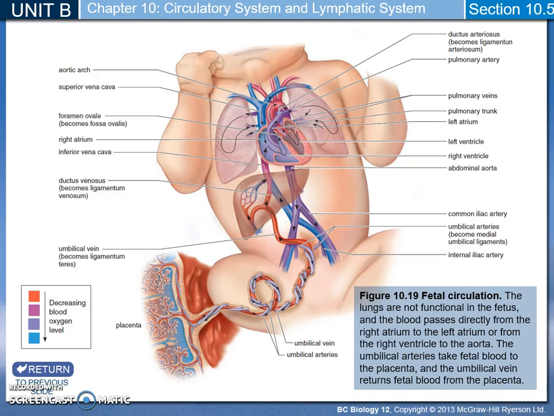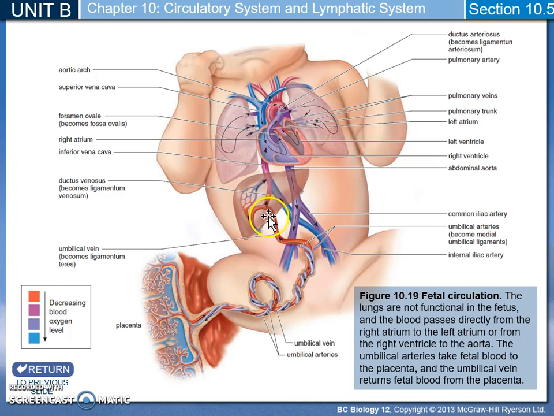Here's a diagram of a couple of the structures that we were talking about. So first of all, we have the foramen ovale, which is the opening between the right atrium and the left atrium. So that exists there, and then you have the ductus arteriosus, and as we mentioned, this is a shunt between the pulmonary trunk and the aorta. So that allows blood to bypass the lungs in the fetus before birth.